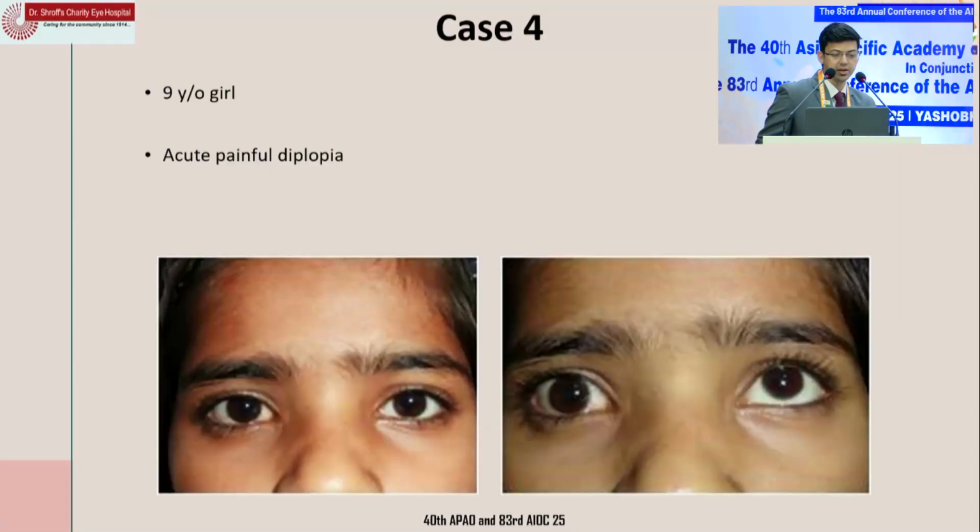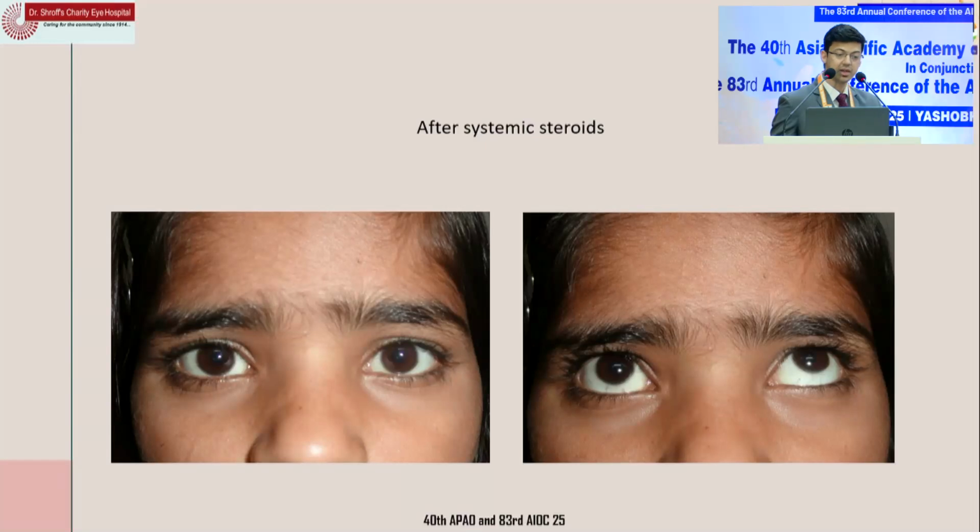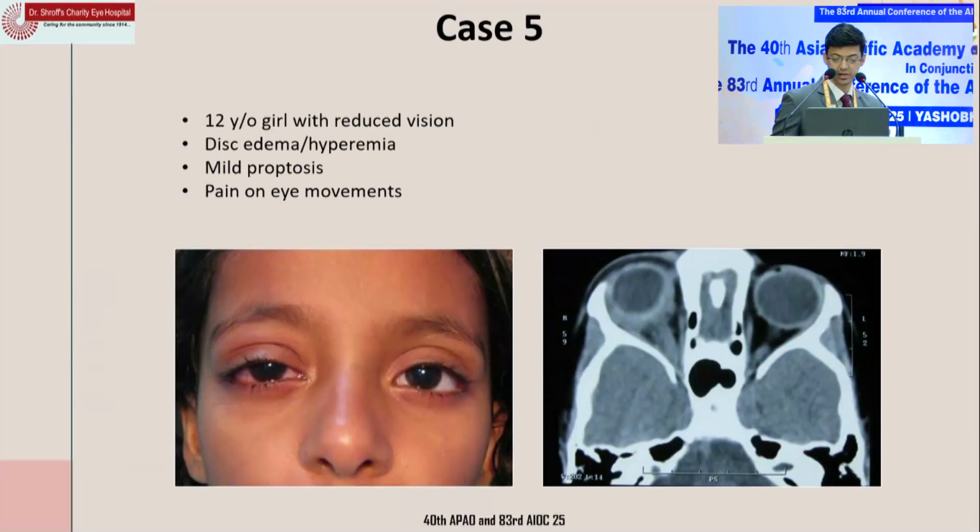This is another interesting case of a 9-year-old girl who had acute painful diplopia. If you see, her elevation is restricted in the right eye, but there are no signs of inflammation here. On imaging, there was a diffuse enlargement of the inferior rectus, which can be seen. It was irregular and the tendon was also thickened. This patient received systemic steroids, and you can see the diplopia improved and the elevation has also improved here.